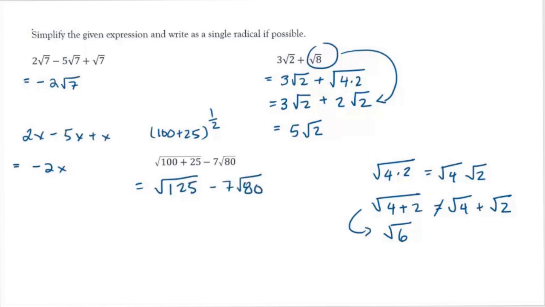They're still not like radicals, but at least we're ready to go. We're at the stage where we can at least consider simplifying the radicals. The square root of 125 simplifies nicely because 25 times 5 is 125. Let's simplify the square root of 80.